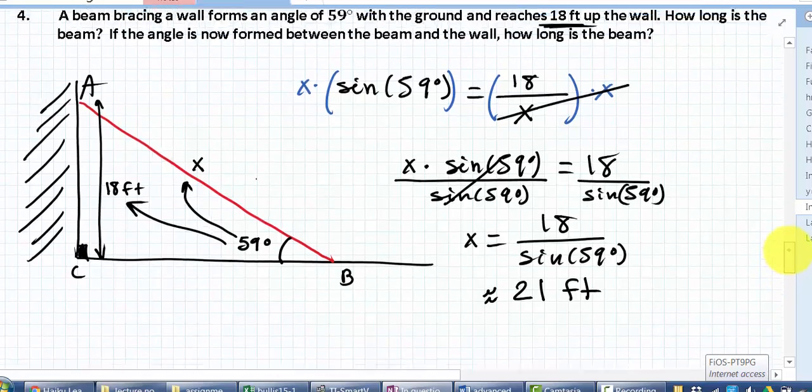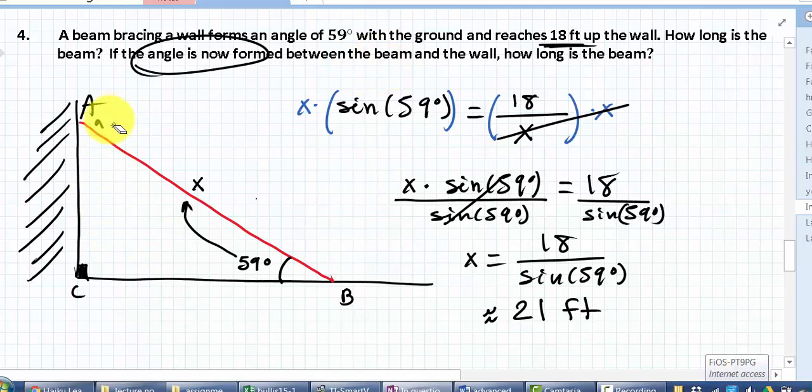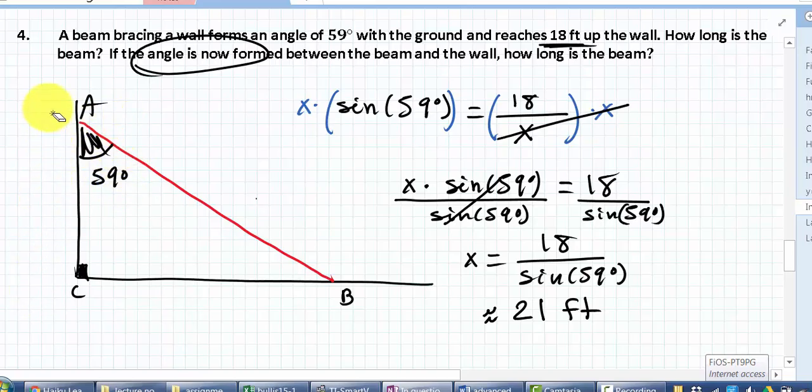Now, there is a second part of the question where I'm telling you that suppose now that the angle is formed between the beam and the wall. So check it out. Let me erase that. I'm still reaching 80 feet, okay? Right here, the beam and the wall. So I'm talking about this angle right here, right? 59 degrees is between the beam and the wall. This is still 18 feet right here, okay? AC is 18, right there. And I'm asking you for the length of the beam still.